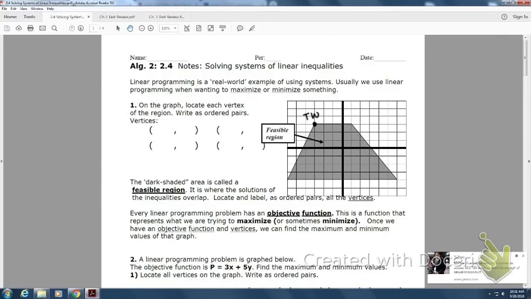Okay? So once you have this feasible region, you've got to identify the vertices. Okay, so Trent, tell me what the top left vertex is. Elisabetta, tell me what the top right is. Casey, the bottom right. And Tanner, the bottom left. Negative 3, 3. 1, 3. Casey? 6, negative 4. Negative 6, negative 4.